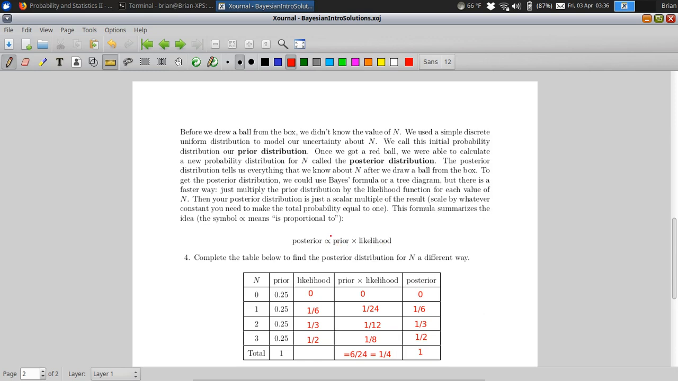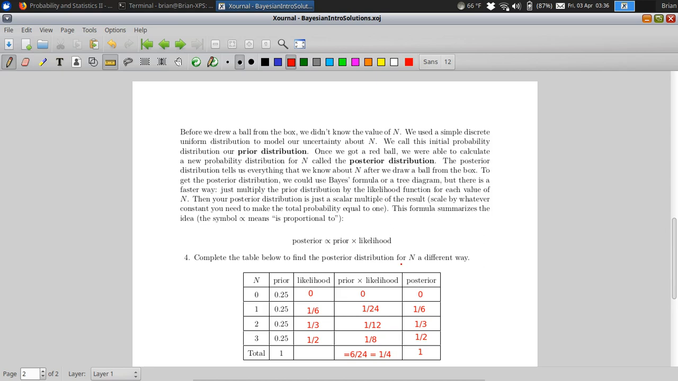Now actually the symbol I'm using here means proportional to, and this will come up a lot. The posterior is a probability distribution, so all the probabilities have to add up to 1, and that won't always happen when you multiply the prior times the likelihood. But that's okay. Once you do this, you can just figure out what the total is and then divide by the total to normalize so that you get the right probability distribution.